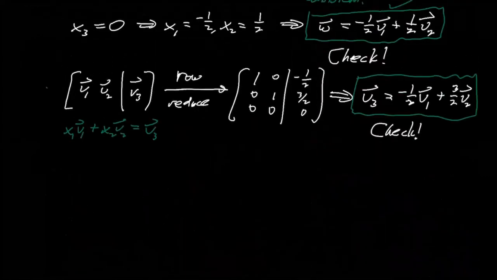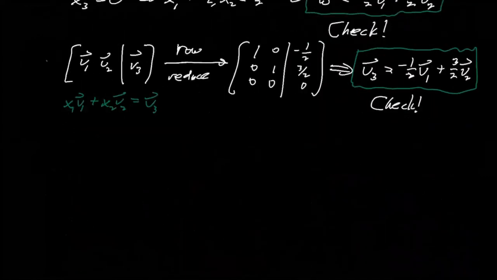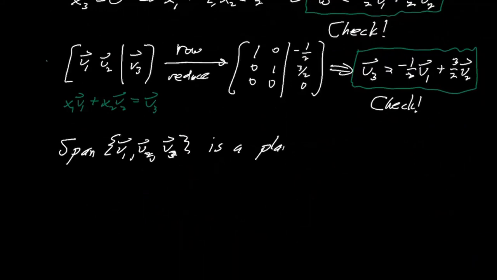So now I want to talk about the span. The span of V1, V2, V3 is actually not all of R3. We just saw that you can only get a plane's worth of stuff, because really V3 is not extra. V1 and V2 are enough to span this plane, and then V3 is in the same plane. So this is a plane in 3D space.